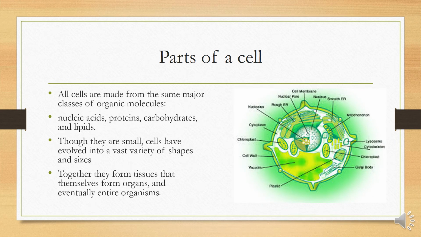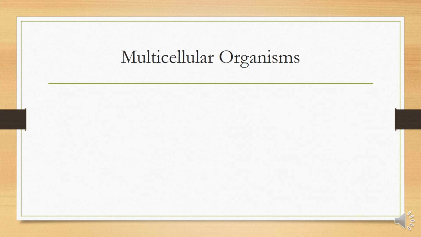So cells have, this is an animal cell, or it may have different types of the parts, that is nucleus, cytoplasm, ribosomes, mitochondria, Golgi bodies, etc., which will be discussed later on.